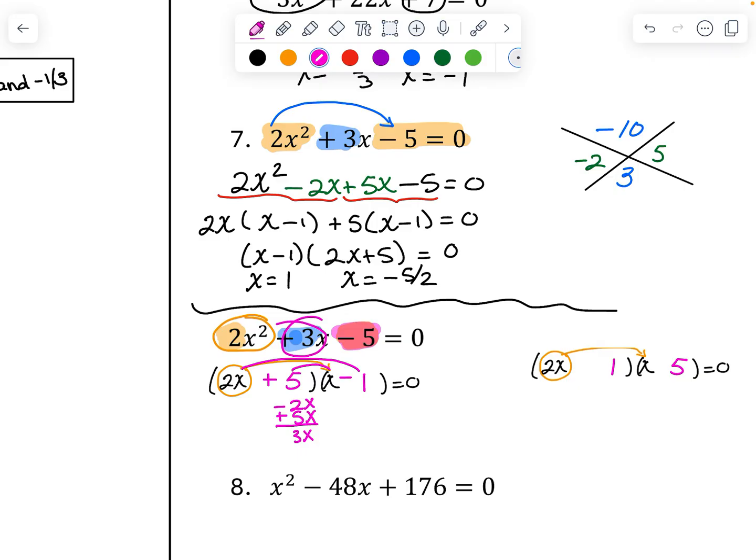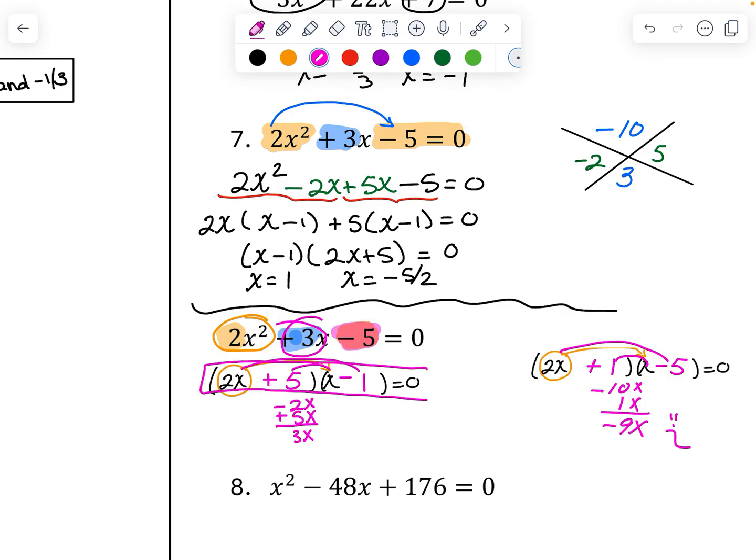If you did it this way, plus minus, then this times this would get you negative 10x, and this would get you 1x, which would get you negative 9x, which didn't work. Okay? So that's the way that worked.